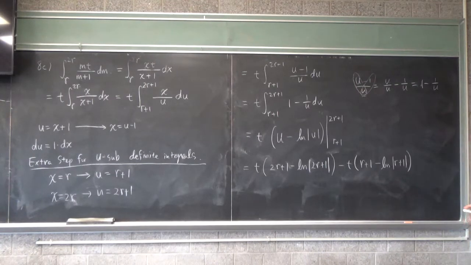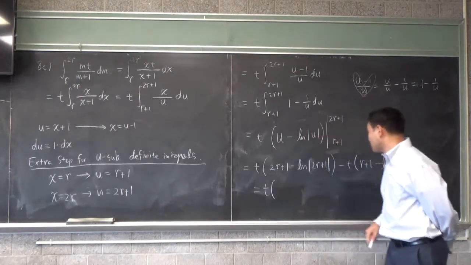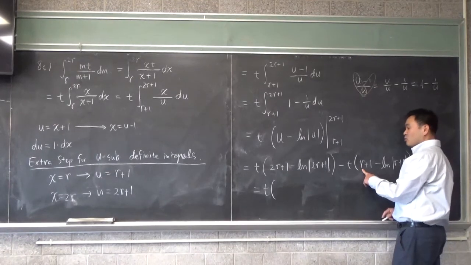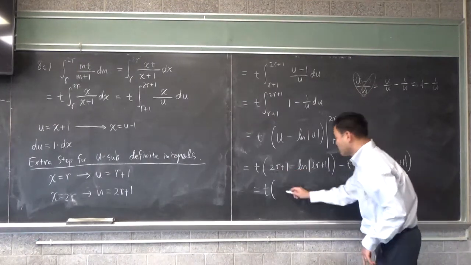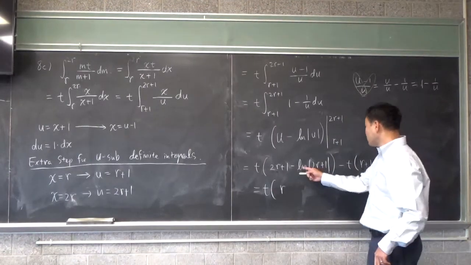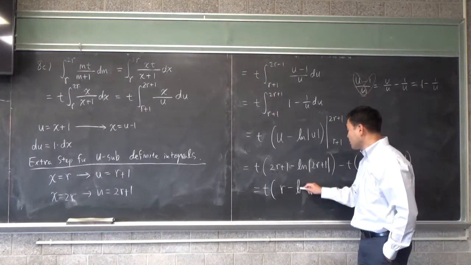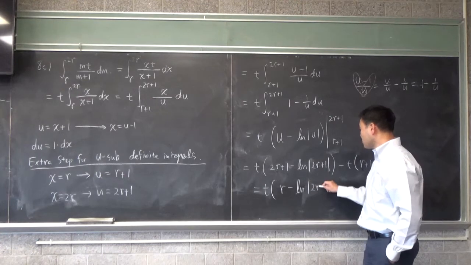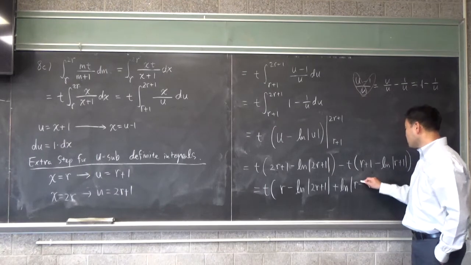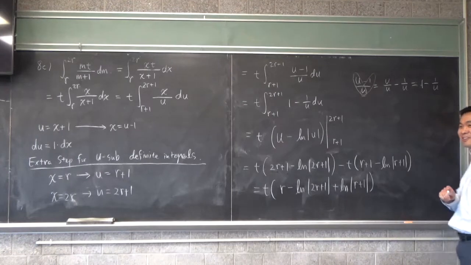Okay. All right. And then since they both have t as a factor, let's factor the t out. And you have 2r minus r. What's that? It's just r. What's 1 minus 1? 0. Okay. And then it's minus minus, so this is actually plus. So you have minus ln of 2r plus 1 plus ln of r plus 1. And then plus c? No plus c. Okay. All right.